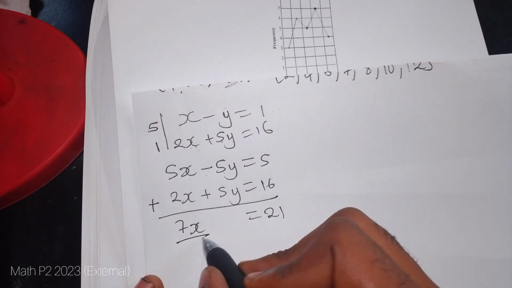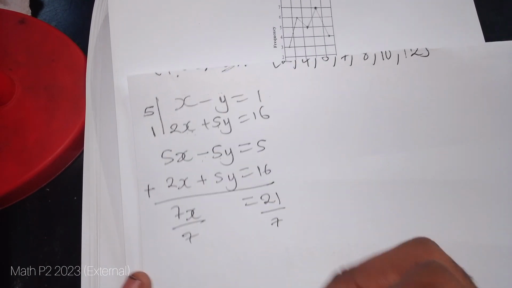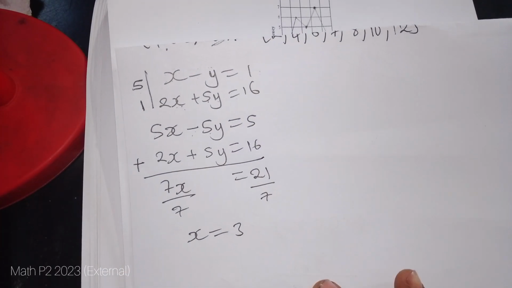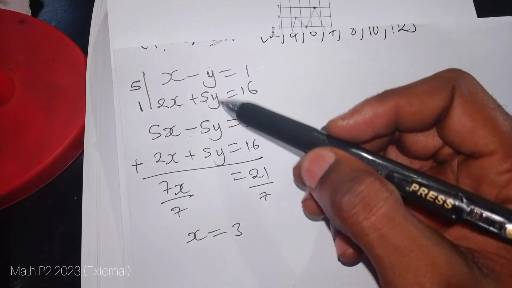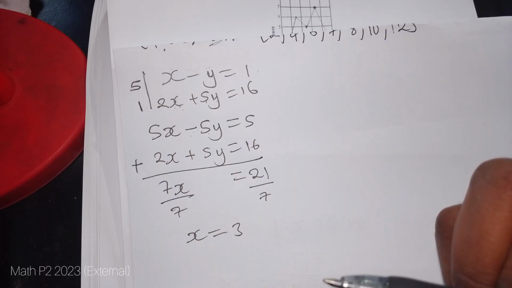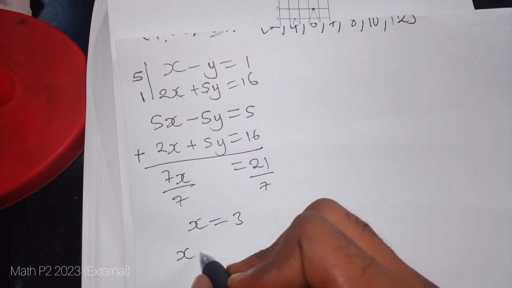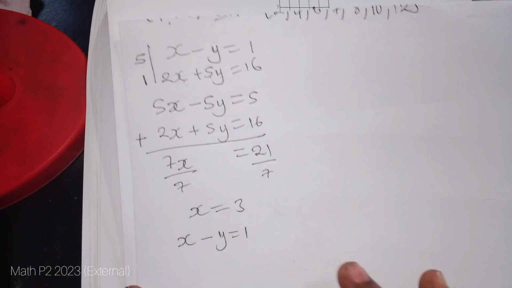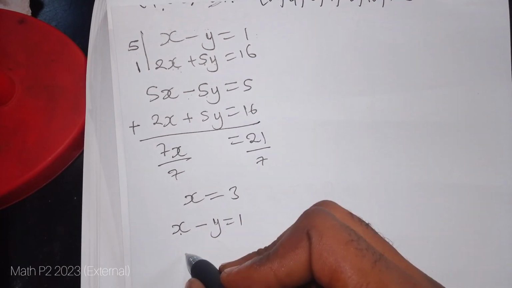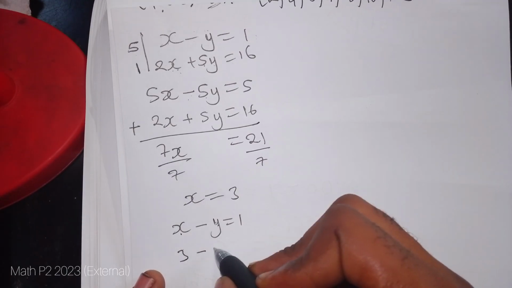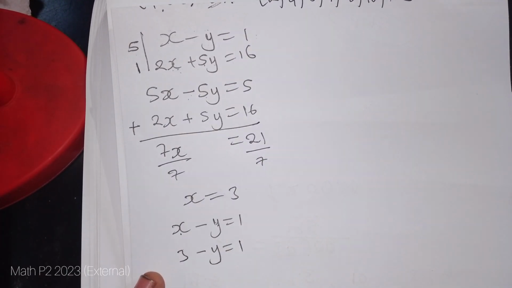And then we can divide both sides by 7 so that your x is 3. Now I can pick any of these two equations to solve for y. So I'll go with the first one, which is x minus y is equal to this. Where there is x, I'll put a 3. And then minus y, and this is equal to 1.